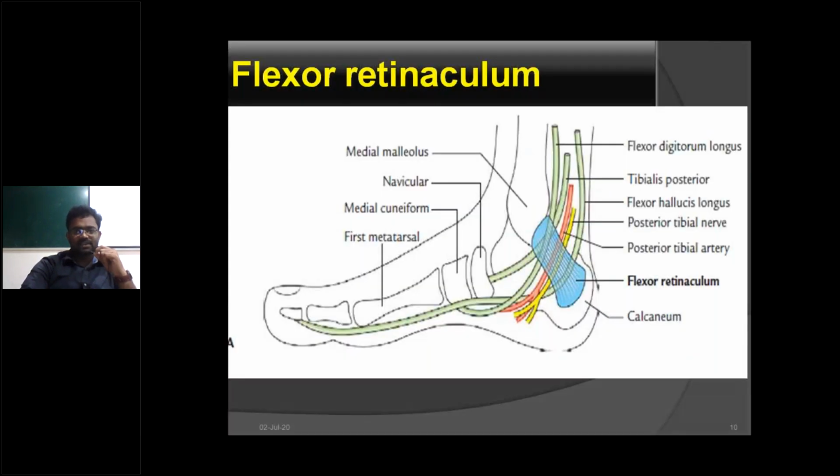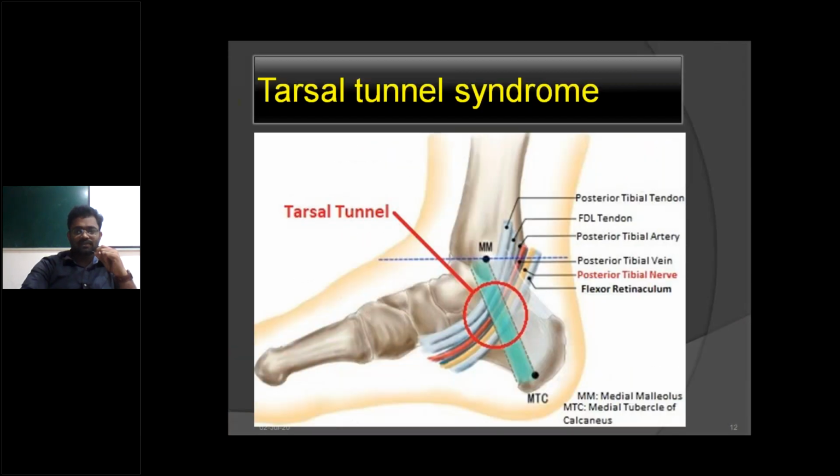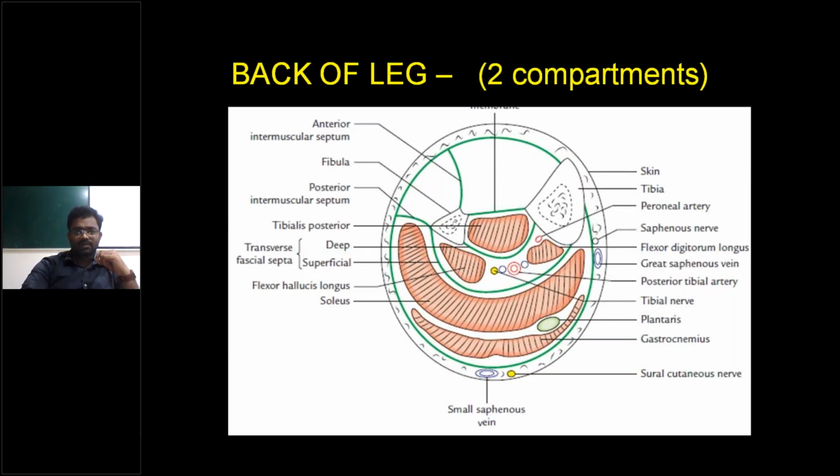This is the attachment of the flexor retinaculum: superiorly the medial malleolus, inferiorly the calcaneum. Structures passing beneath the flexor retinaculum: compression of the tibial nerve beneath the flexor retinaculum leads to tarsal tunnel syndrome. So we can go to the muscles here. This is the interosseous membrane and this is the deep fascia.